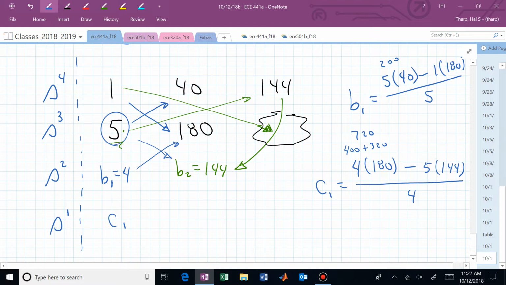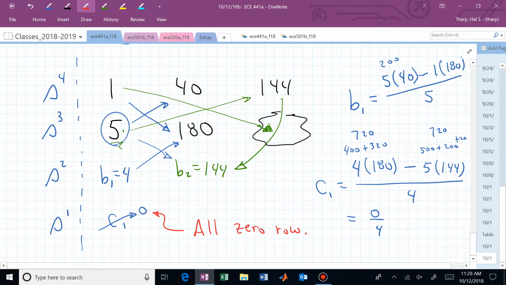I now have 5 times 144, if that's now 5 times 100 plus 5 times 40 plus 5 times 4 is 20, so that also is 720. So my numerator, in fact, in the c1 is 0, so now I have this c1 value being 0. And that's now an all 0 row. So since there's nothing going to be here, that's not even existing, so now I have an all 0 row in the Routh array construction.